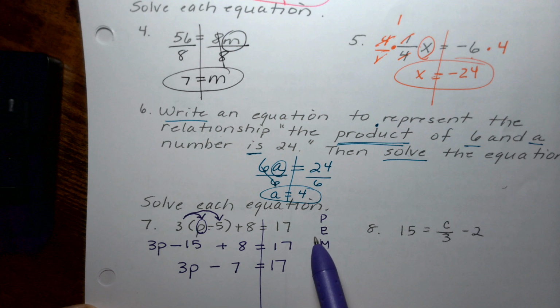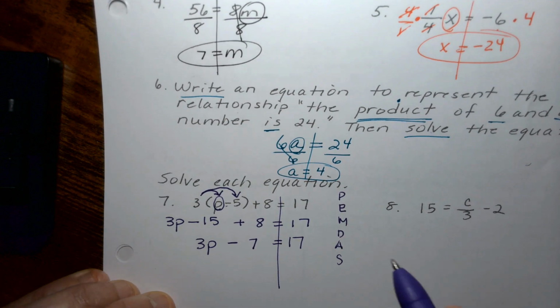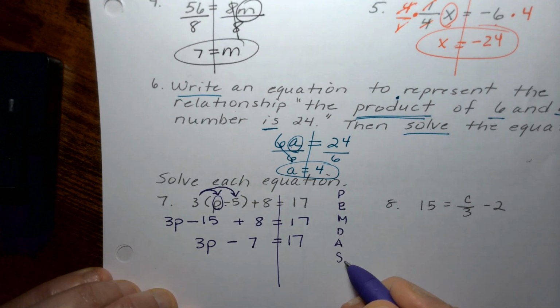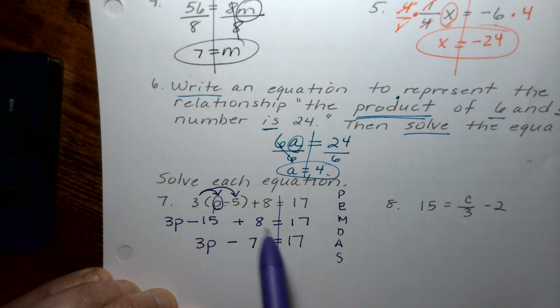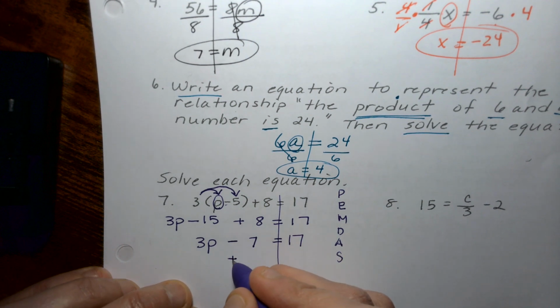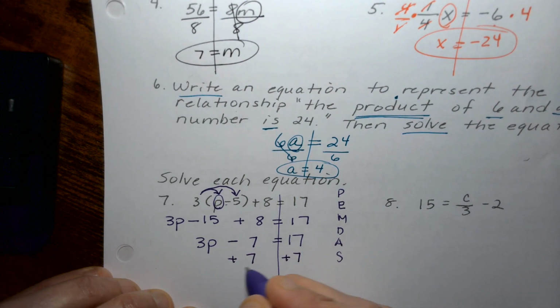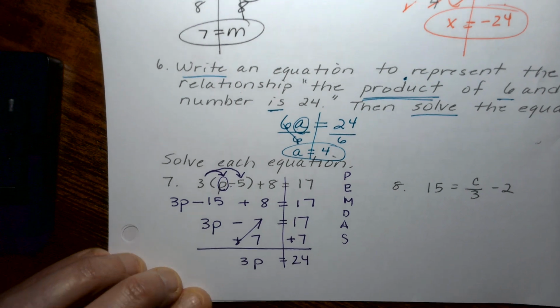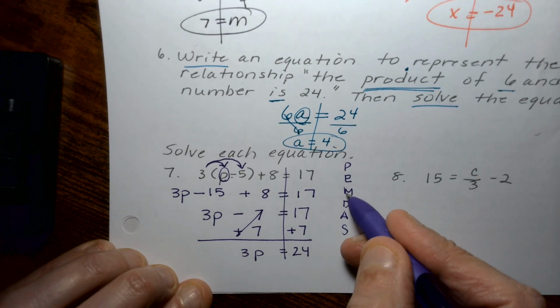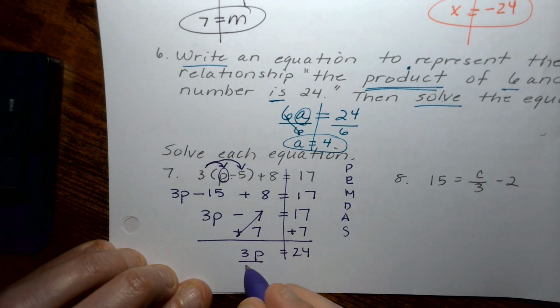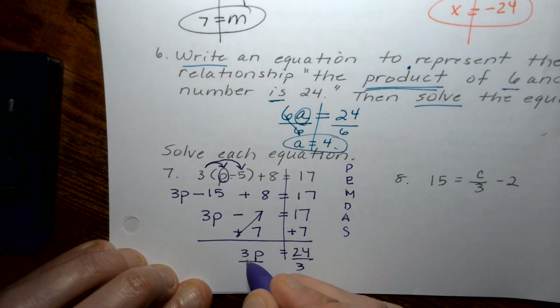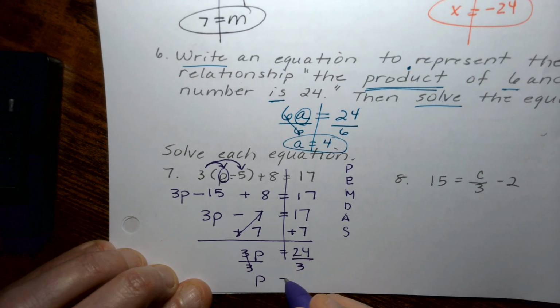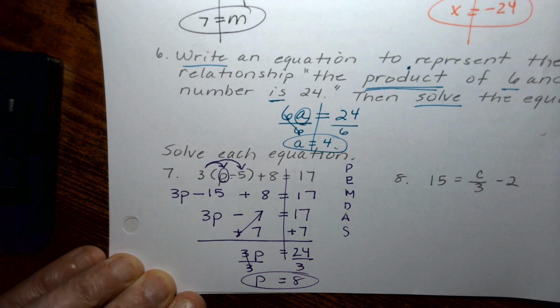So we do SADMEP, as we call it, subtraction and addition first. You have to first get rid of the parentheses before you apply that, and we did. So we're going to add 7 to both sides to do my adding and subtracting first. I'm left with 3p on this side equals 24. Now I can do the multiplying and dividing. So I'm going to divide by 3, left with p equals 8.